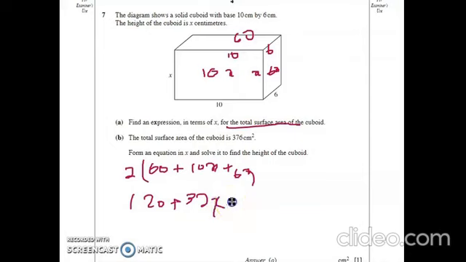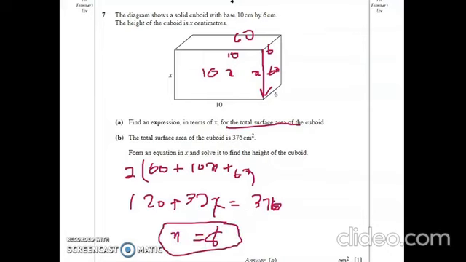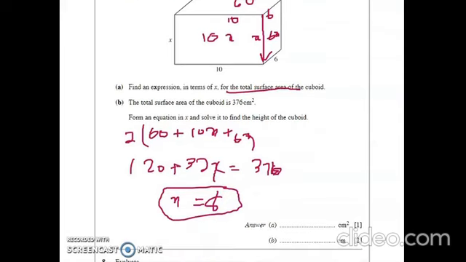Now it says that this total surface area is 376. We need to find an equation in x. We already have an equation in x, and find the height of the cuboid. Now this is the height. So we already got the equation. Now we just need to find x. So 376 minus 120 will give us 256. Divide by 32. That gives us 8. So x is equal to 8. That is the height. Right? So we are also done with this question. It was quite an easy one.